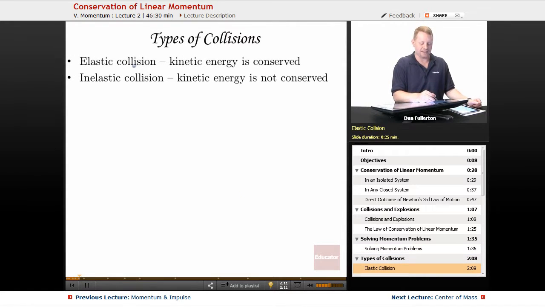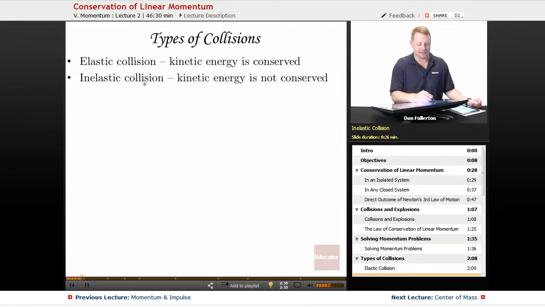Now, when we talk about collisions, there are two main types of collisions. An elastic collision is a collision in which kinetic energy is conserved. The kinetic energy before the collision is equal to the kinetic energy after the collision. That's a bouncy type of collision, for example. There is no law that says the kinetic energy before a collision has to equal the kinetic energy after the collision. That is not always the case. However, if it is the case, we call that an elastic collision.